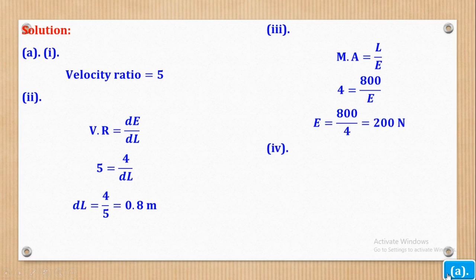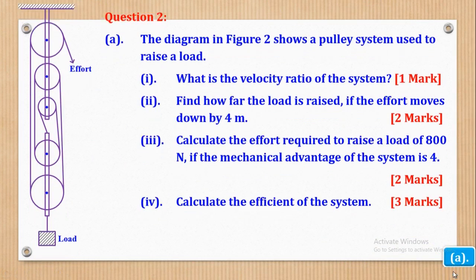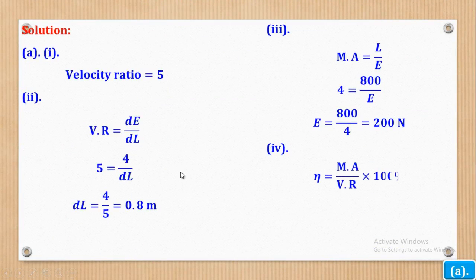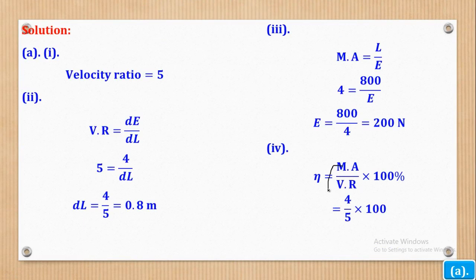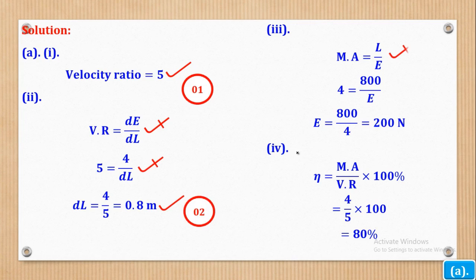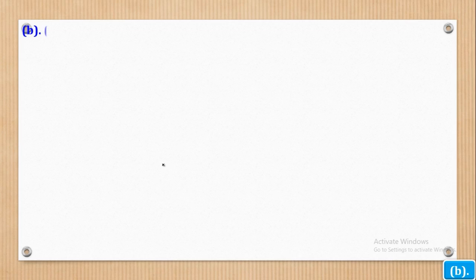Now we shall go to Roman 4. Roman 4 says that calculate the efficiency of the system. So now that efficiency is equal to mechanical advantage over velocity ratio multiplied by 100. So I'll substitute for mechanical advantage and for velocity ratio to multiply by 100, and that will give me 80% as the efficiency. So that is how the marks would be awarded. So now we shall go to part B, Roman 1.